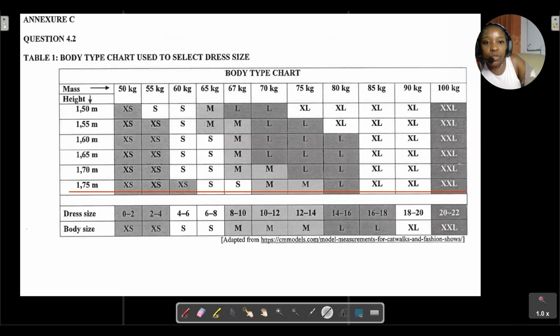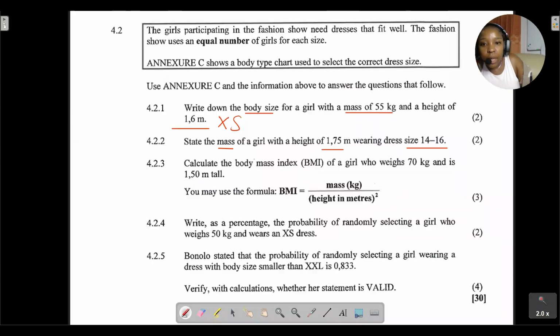So if they're wearing a dress size of 14 to 16, that means that we are here, right? We need to see where there is a large. Where is there a large on the height of 1.75? Do you see that there? So what would then be the mass of the girl? It would be 80 kg.